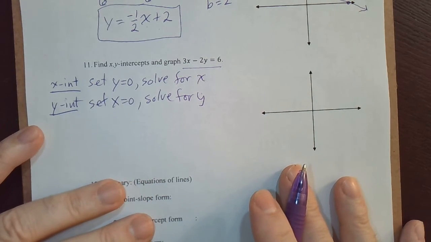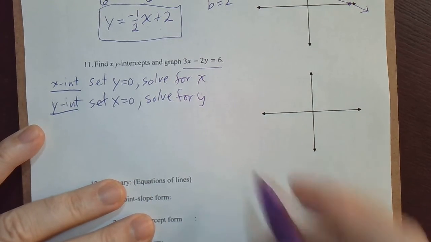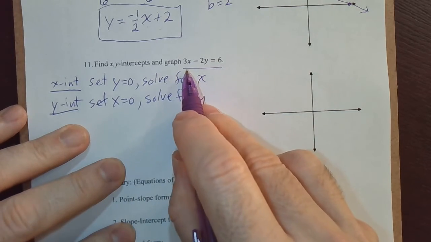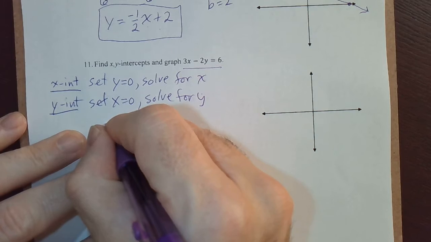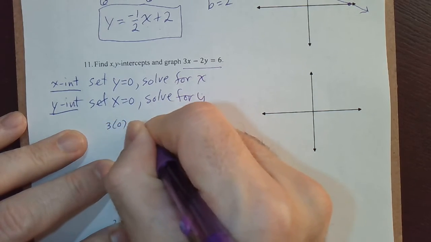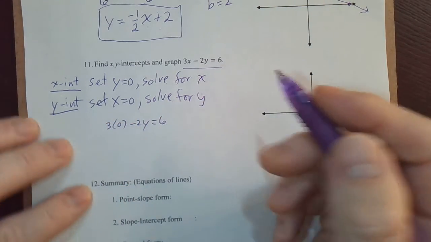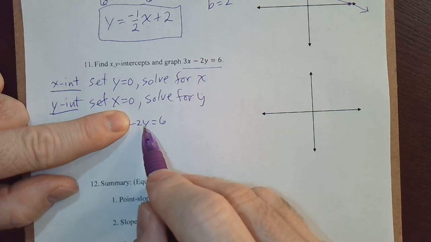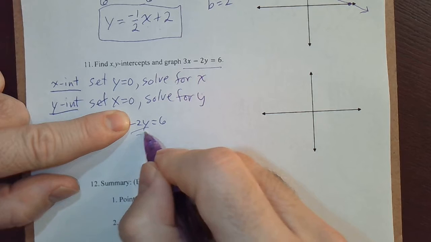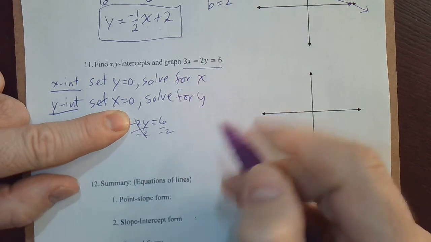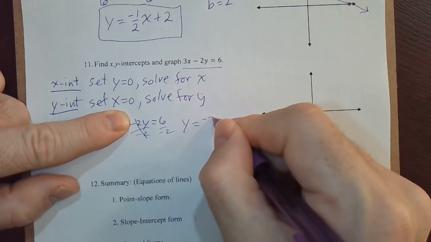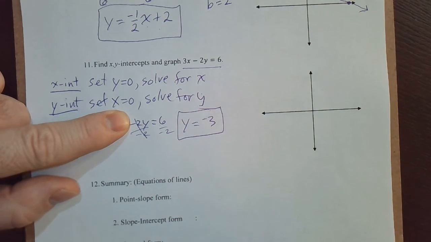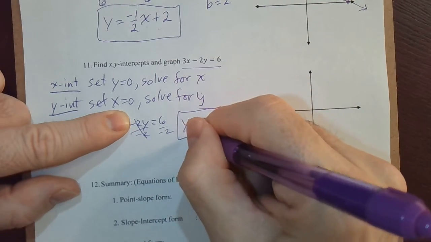So we can probably do this in our heads because this is a nice easy equation. Let's set x equal to 0. 3 times 0 minus 2y equals 6. Well, 3 times 0 is 0. Negative 2y equals 6 means when we divide by negative 2, we get y equals negative 3, because it's 6 over negative 2. So this is the y-intercept.